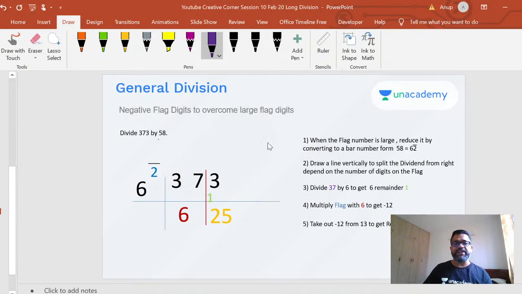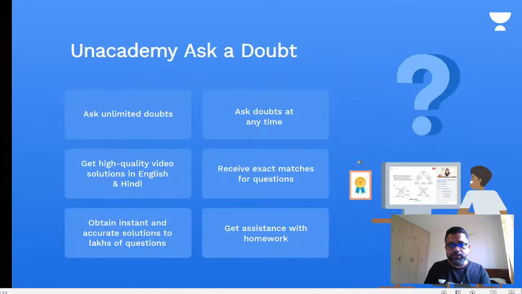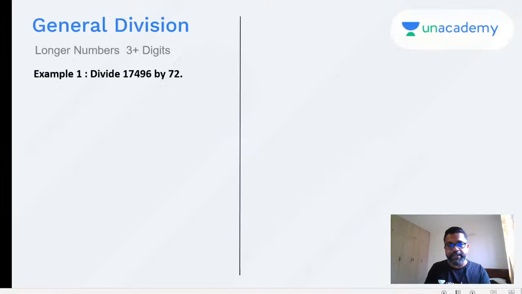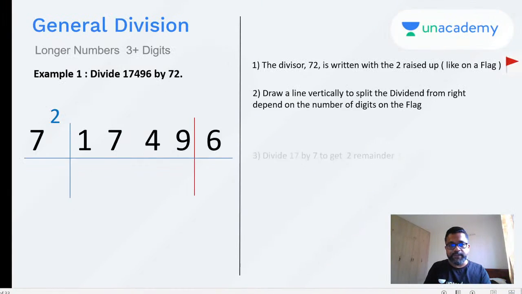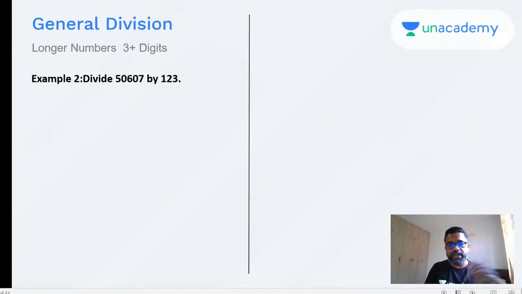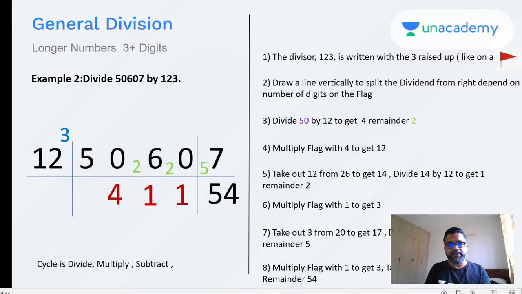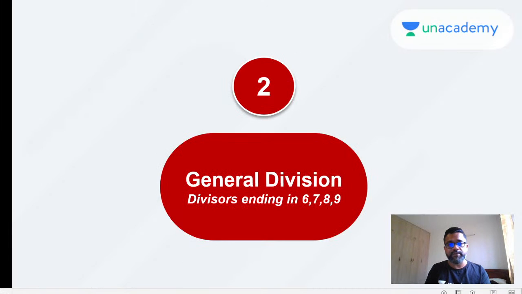Okay, 373 divided by 58. Now here, let me play it back in reading view so that the animation comes. But pardon me, I'm going to have to scroll right from the beginning till the end, because there's some issue when I screen share. I can't play from the current slide. It just always resets back. I'll try to solve that problem.